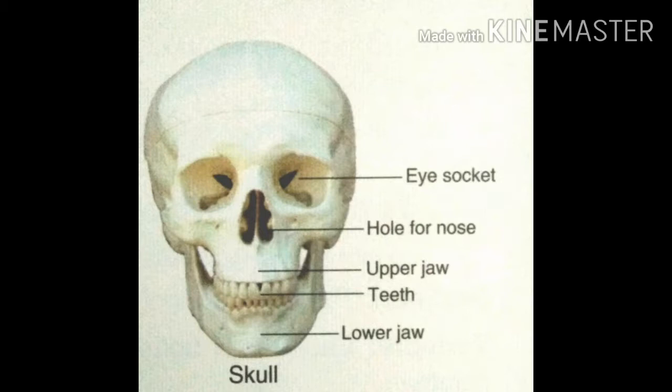The only bone in the skull that can move is the lower jaw. This enables us to talk and eat. The lower and upper jaw have teeth.